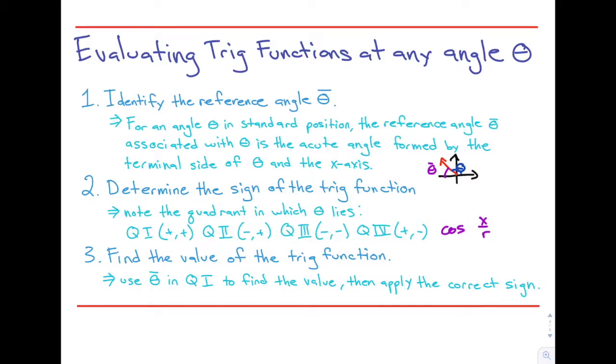To summarize, we find theta bar, which is supposed to remind us of the trigonometric ratios in the first quadrant, and then we look at the quadrant in which theta lies to find the sign of our trig function, then we combine that information. So now let's look at a quick example.